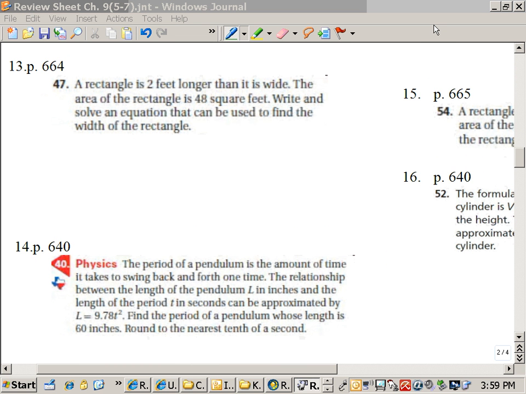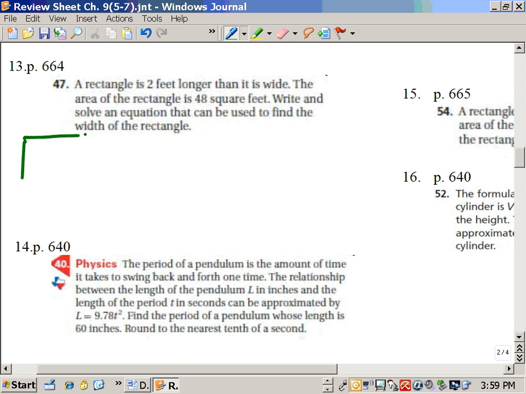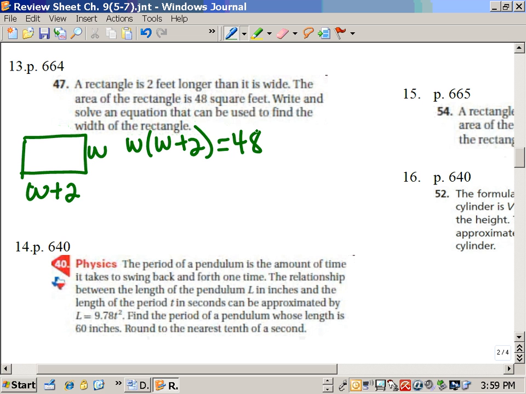Okay, number 47, this is a problem like we did in class a couple days ago. A rectangle is 2 feet longer than it is wide. So width plus 2, that makes this the length. Then I have to multiply length times width. That's the formula for a rectangle, and we know that it's equal to 48. Distributing the w, I have w squared plus 2w. I'm going to go ahead and subtract the 48 over to the other side, equals 0.